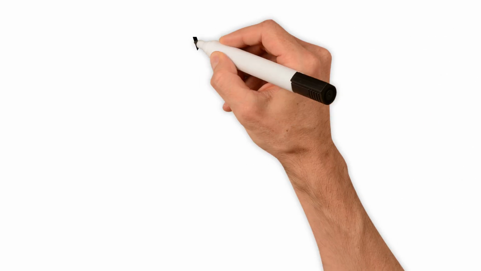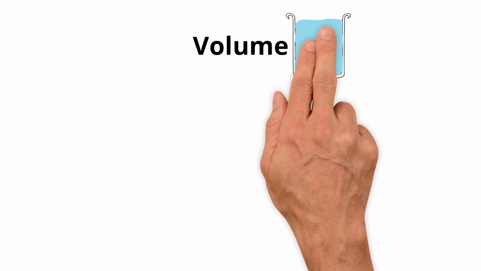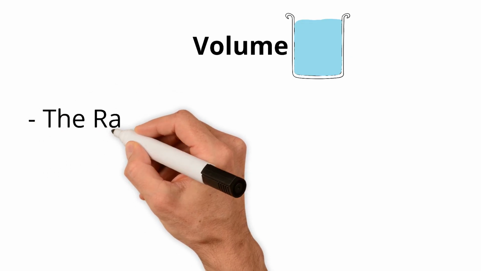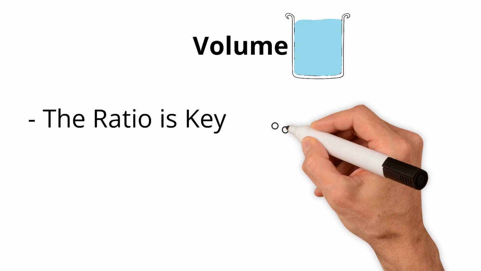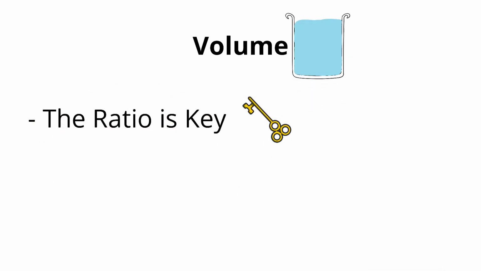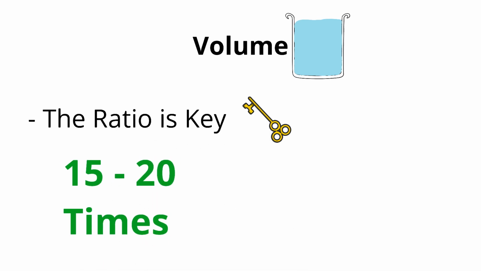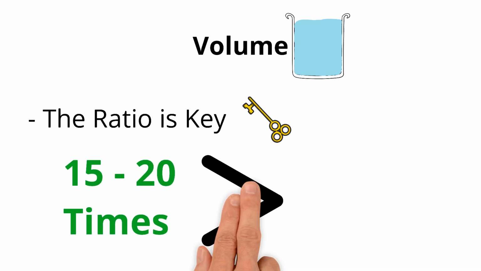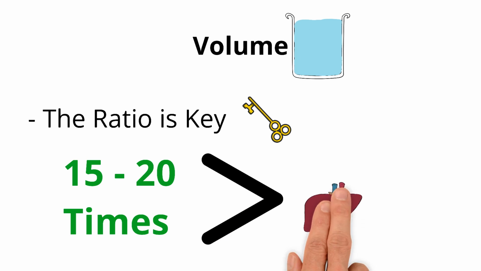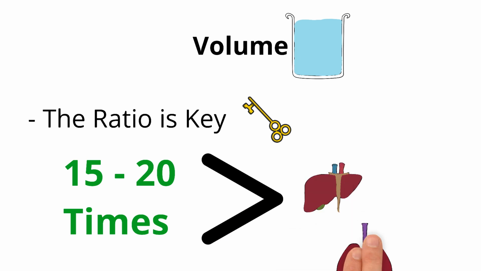The third factor is volume. The ratio between tissue volume and fixative volume is a key aspect of proper fixation, though sometimes it can be difficult to fully control. Ideally, the fixative should be used in a volume that is 15 to 20 times greater than the volume of the tissue.